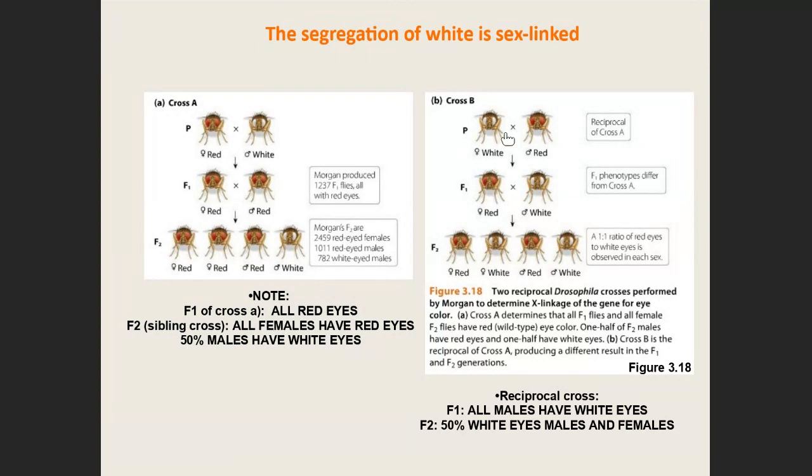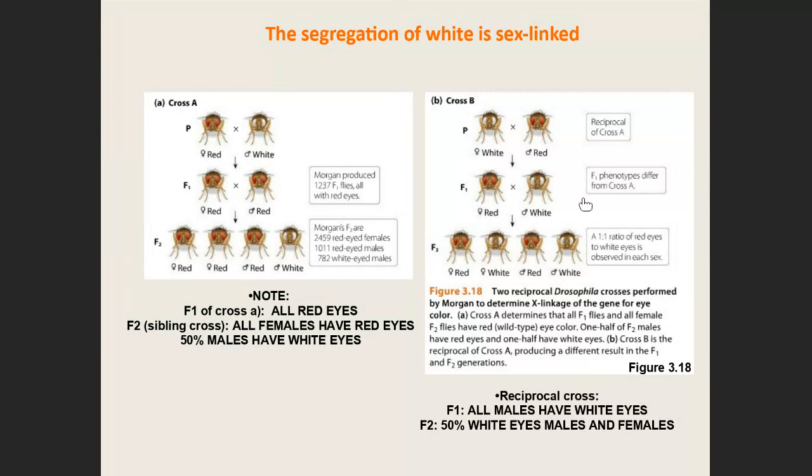Here's another cross where, in fact, it's the reciprocal cross, where you have females with white eyes and males with red eyes. And here, what happens in the F1? The females are wild type, and all the males have white eyes. Again, we have a complete imbalance in the display of the phenotype, because only the males display the phenotype. That's evidence of sex linkage. See, very different from the pedigrees I just showed you.